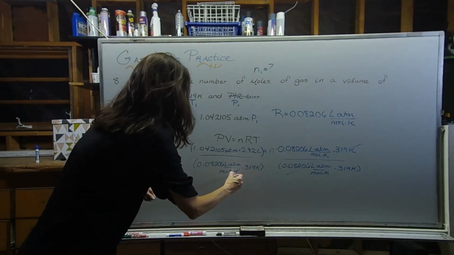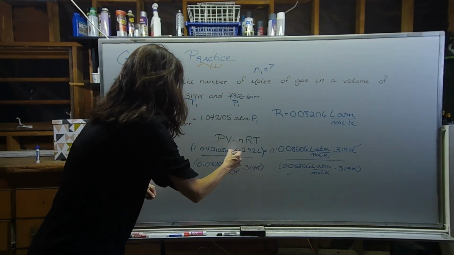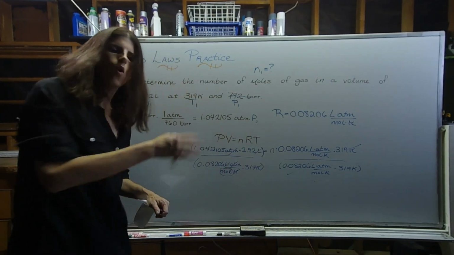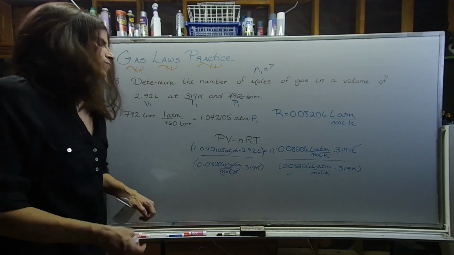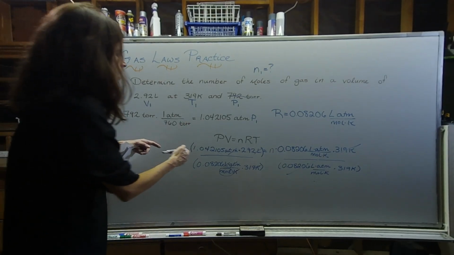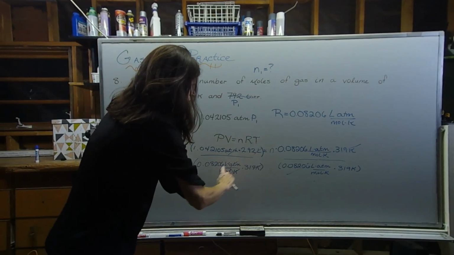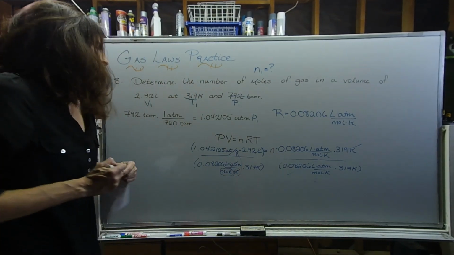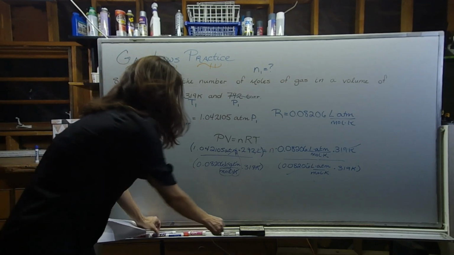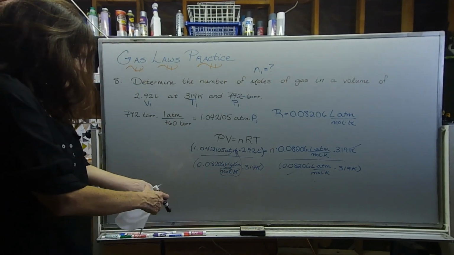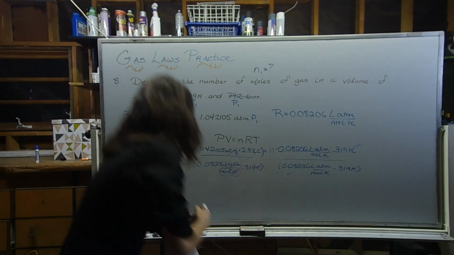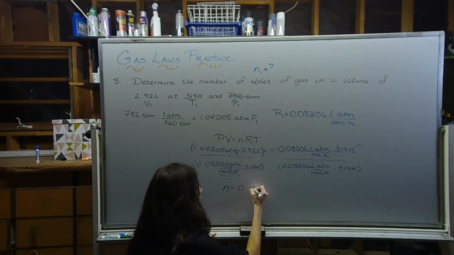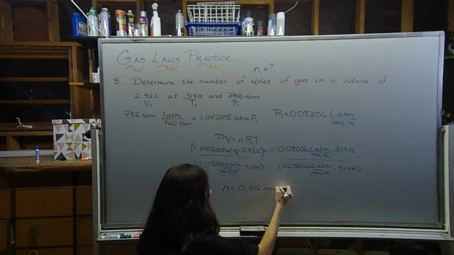So Kelvin will cancel Kelvin, atmospheres with atmospheres, liters with liters, and we're left with the moles. It's all the way on the bottom of a double fraction. So when you have something on the bottom of a double fraction, where there's a fraction here and a fraction here, then that flips up to the numerator. So we have units of moles. And when I put this into my calculator, I got a very reasonable 0.116 moles.